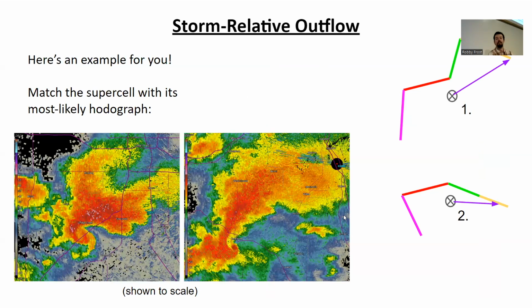And so here's an example. Let's go with our supercell on the left here. What hodograph, is it 1 or 2, that likely made that supercell on the left? 2. Yeah, and this was actually from quite near here. This was the Bridge Creek tornado back in finals week, I think it was 2015.